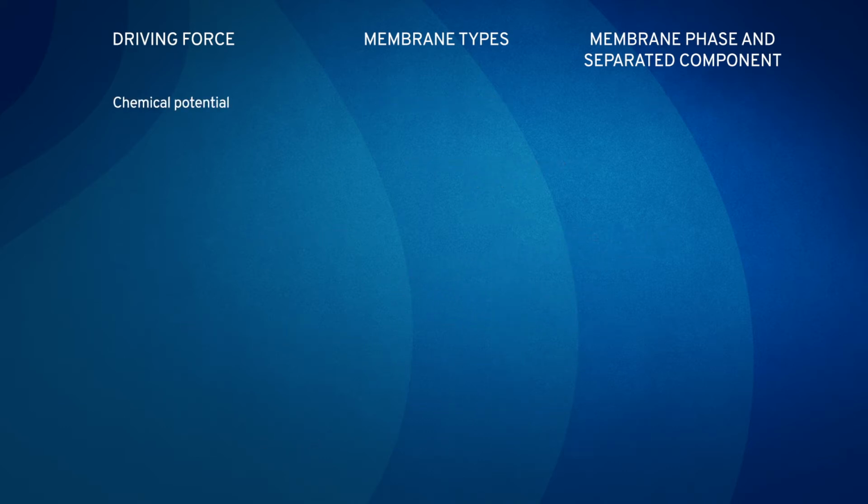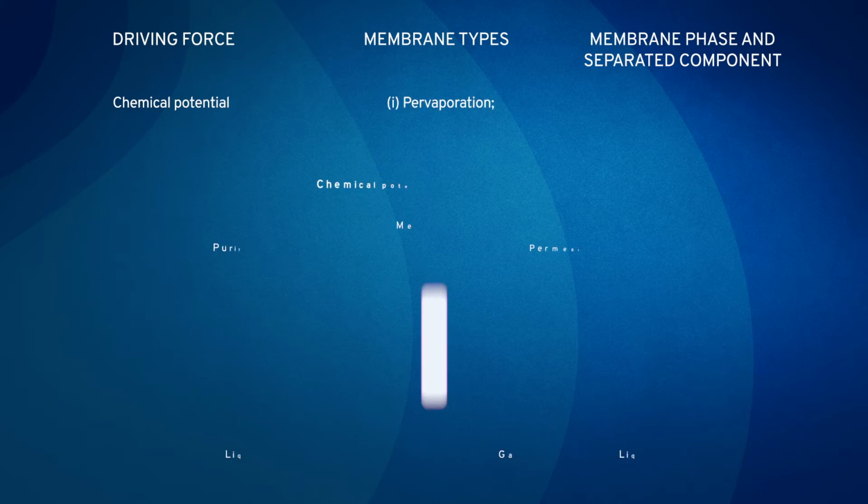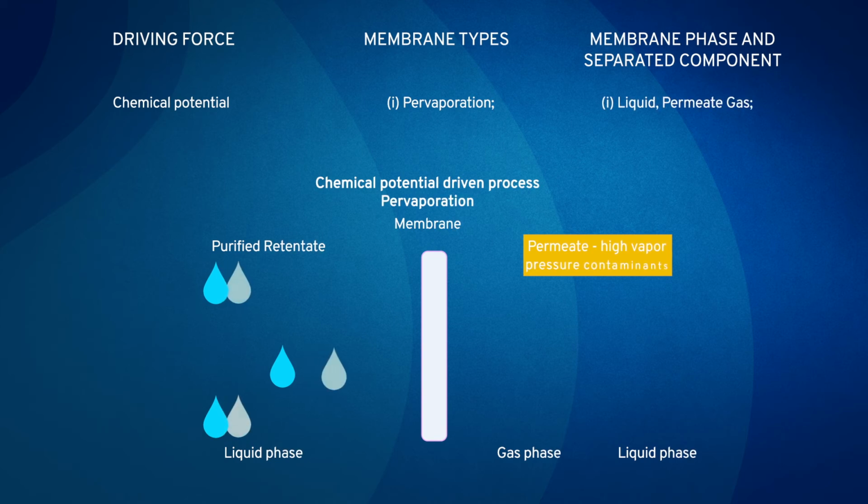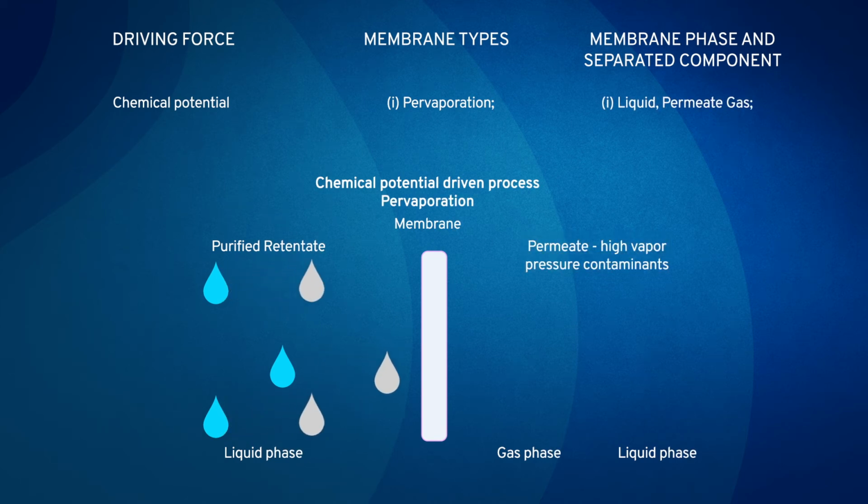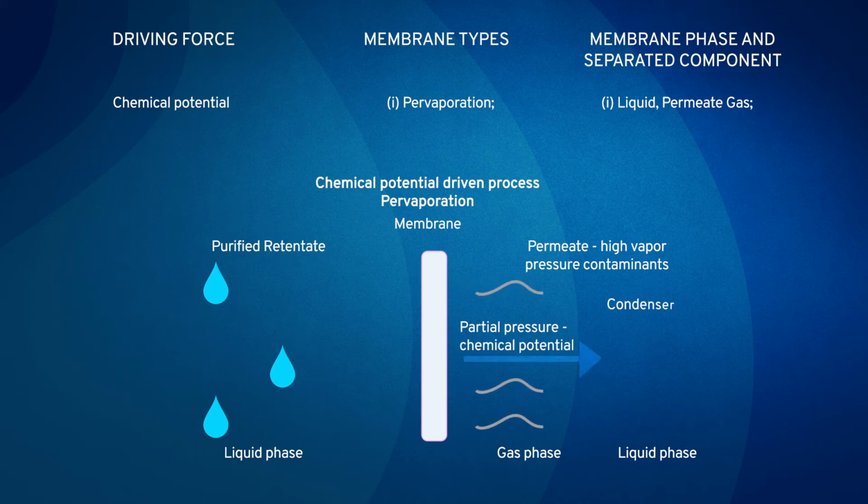For chemical potential-driven membranes, several processes are mentioned here. The first is called pervaporation, where the contaminated components are in the permeate and pass through the membrane, while the clean water in the liquid phase is rejected by the membrane. This process can be applied to separate high vapor pressure contaminants, where the driving force for separation is the partial pressure of the components on the two sides of the membrane. In this method, we are interested in the clean retentate.